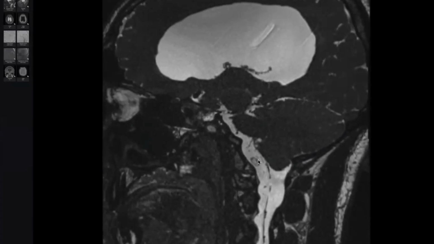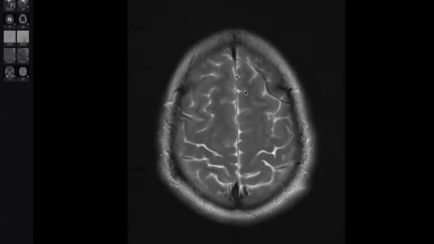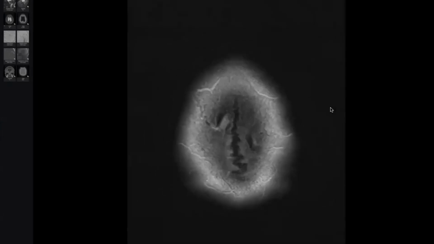This patient has chronic headache. I am provided with the sagittal T2 images of the brain showing dilatation of the lateral ventricle. Better start with axial. Could you scroll? Yes. Excellent.